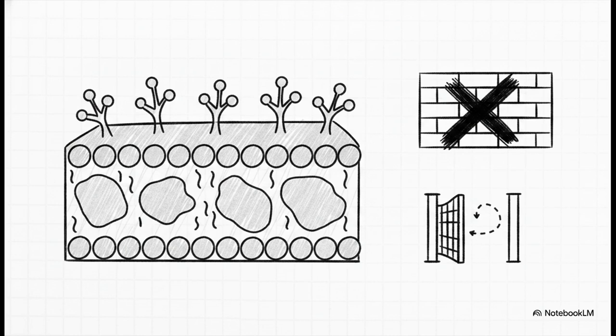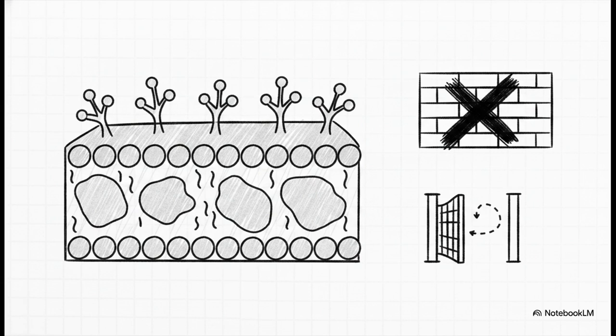This is the exact blueprint of the cells making up your own body right now. Unlike the rigid armor-like bacterial walls we just looked at, the eukaryotic cell membrane is a living, highly dynamic barrier. It's a semi-permeable boundary made primarily of a lipid bilayer, specifically phosphoglycerides, studded with proteins and carbohydrates. And by semi-permeable, we mean it acts like an incredibly strict bouncer at an exclusive club.